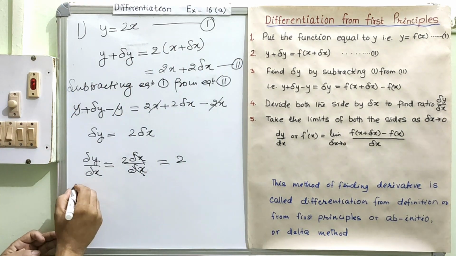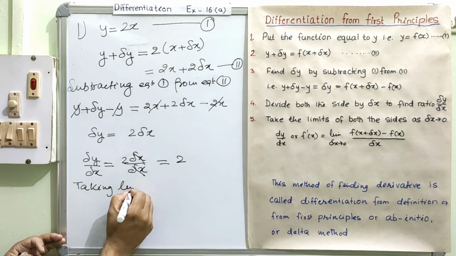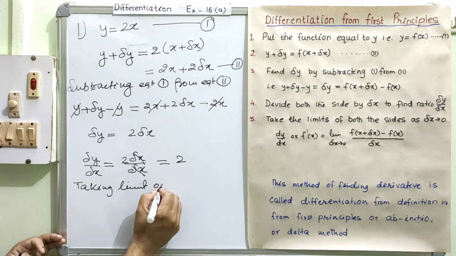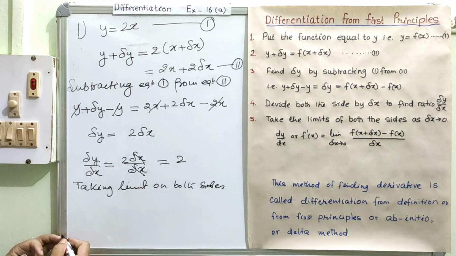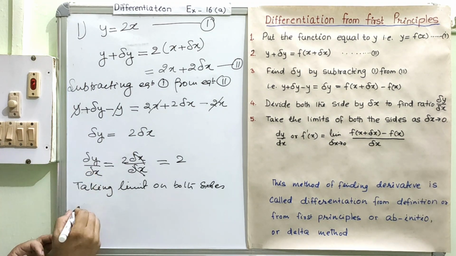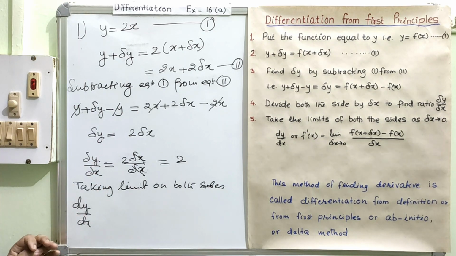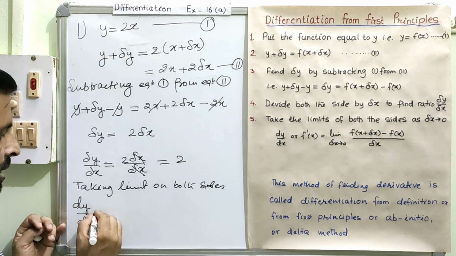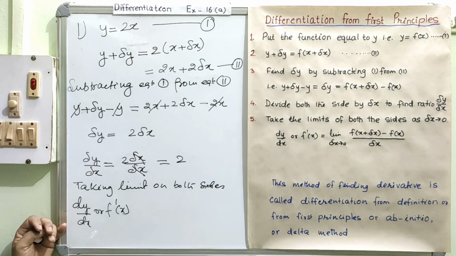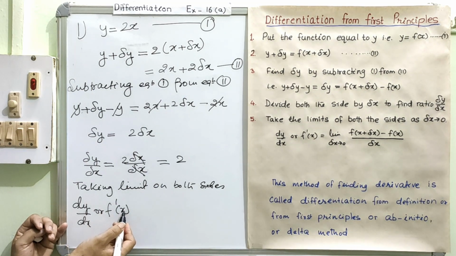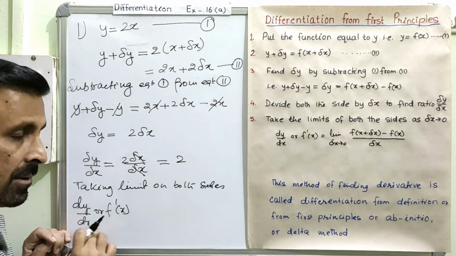Now we have to take the limit. So taking limit on both the sides. Alright? So this will then turn into dy by dx. When you take the limit, we can write this as dy by dx, or we can also write this as derivative of the function f(x). This is read as derivative of f(x). Okay? So either you write this notation or you write this notation. You can write any one of these two notations.